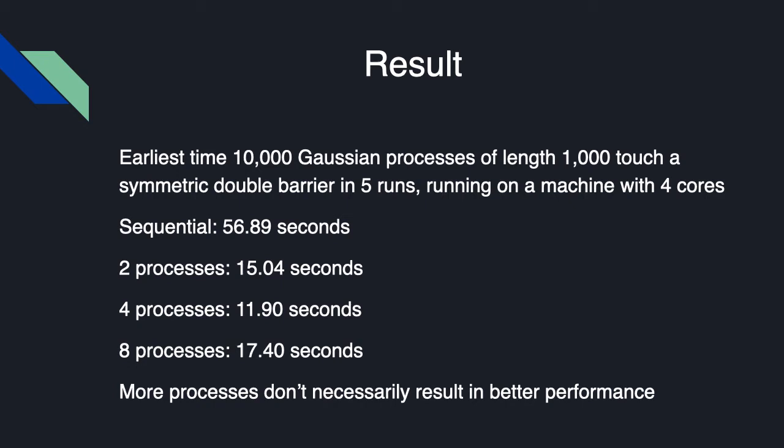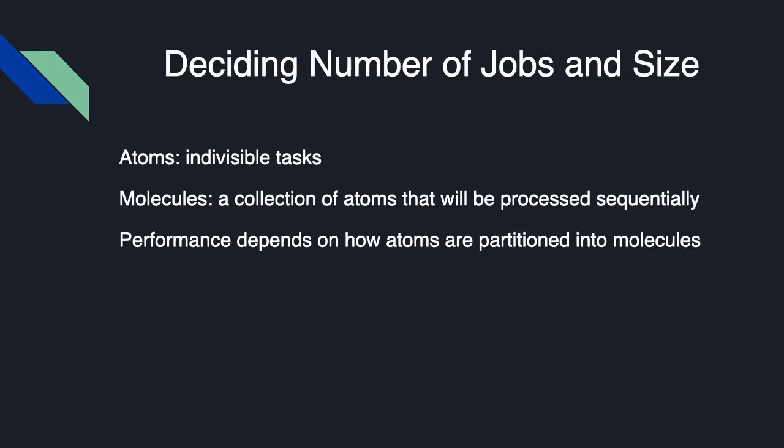But when we increase to 8 processes, it actually takes longer. It takes 17.4 seconds. So we can see that more processes don't necessarily lead to better performance. In this case, the 8-process simulation takes longer, probably because my machine only has 4 cores, so there is some overhead to schedule the 8 processes onto 4 cores. So from the benchmark, we can see that performance does improve with multiprocessing. So the next question is, how do we decide the number of jobs and their size? How do we partition our data to run on multiple processors?